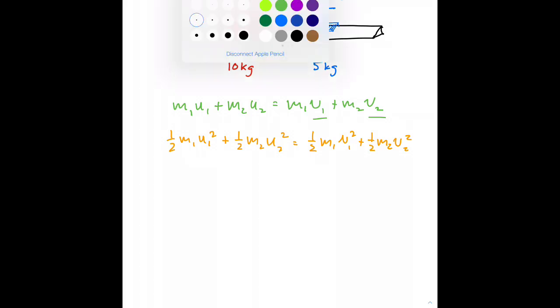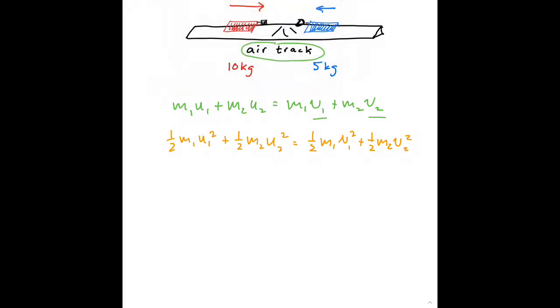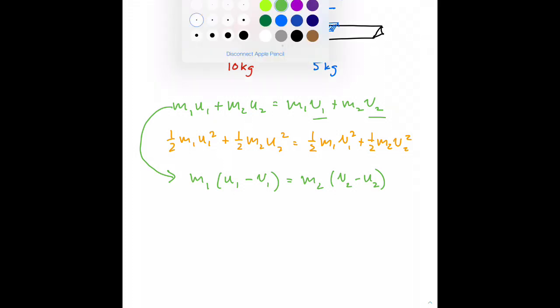So let's continue with our statement of the law of conservation of momentum. We're going to skip over conservation of energy for now and find a way to rearrange this equation. So we'll get all the ones on one side of the equation, all the twos on the other. And we have m1 times the quantity u1 minus v1 equals m2 times the quantity v2 minus u2. Okay, not bad.